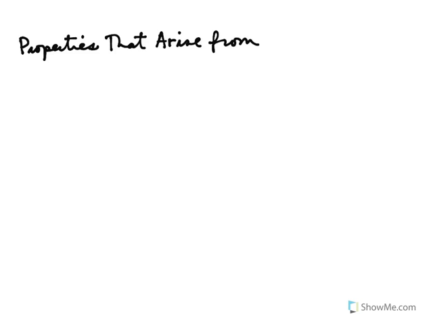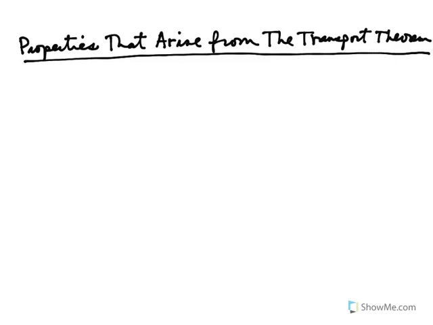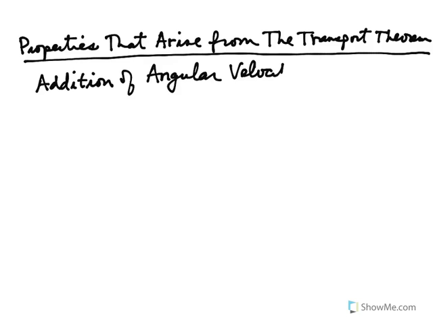So the first part of this video is properties that arise from the transport theorem. The first of these properties is what's called addition of angular velocities. So it's kind of a rule that we're going to be deriving here.